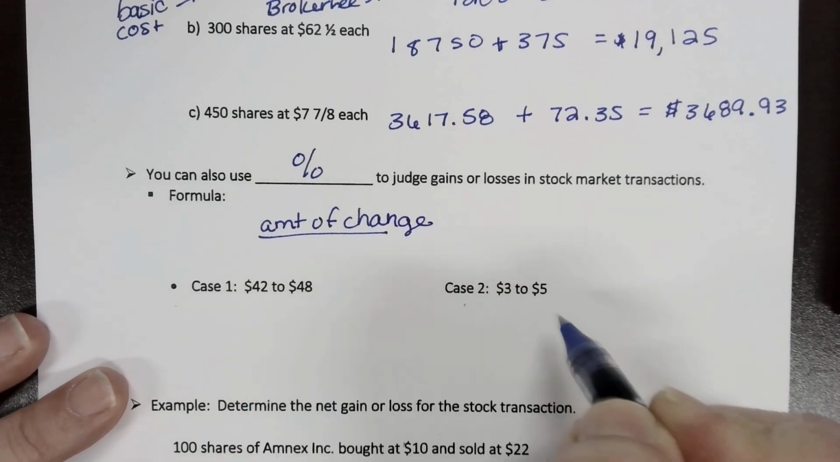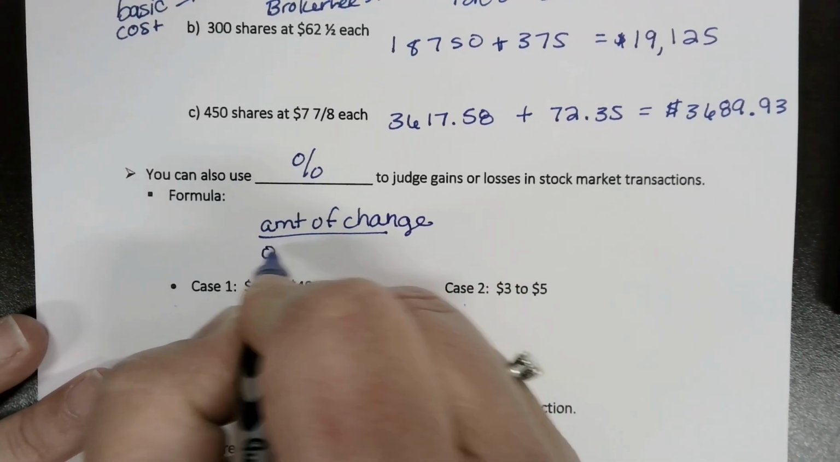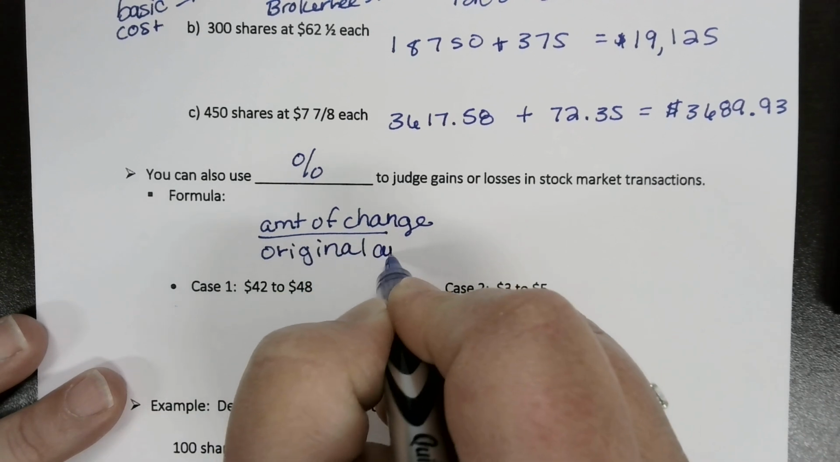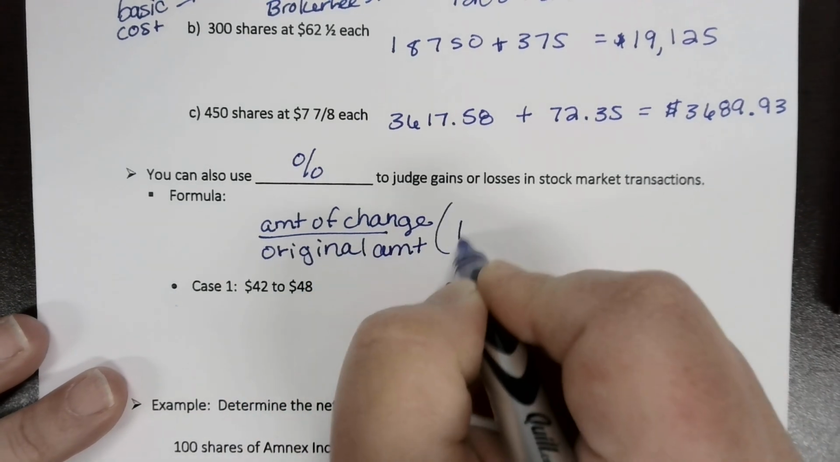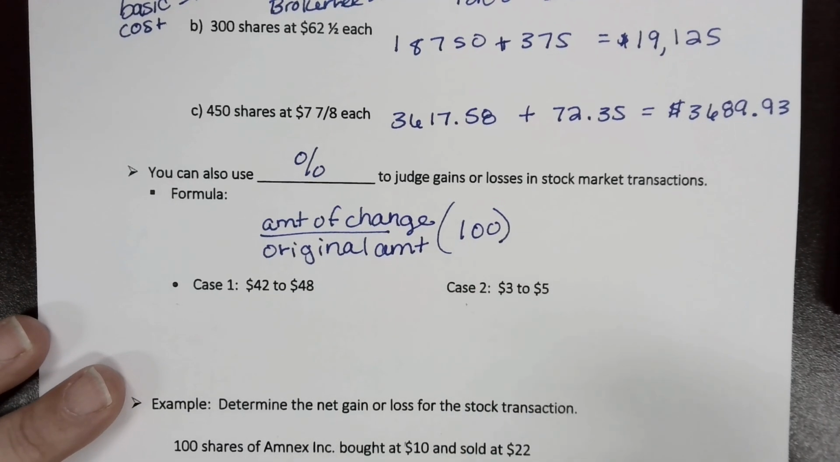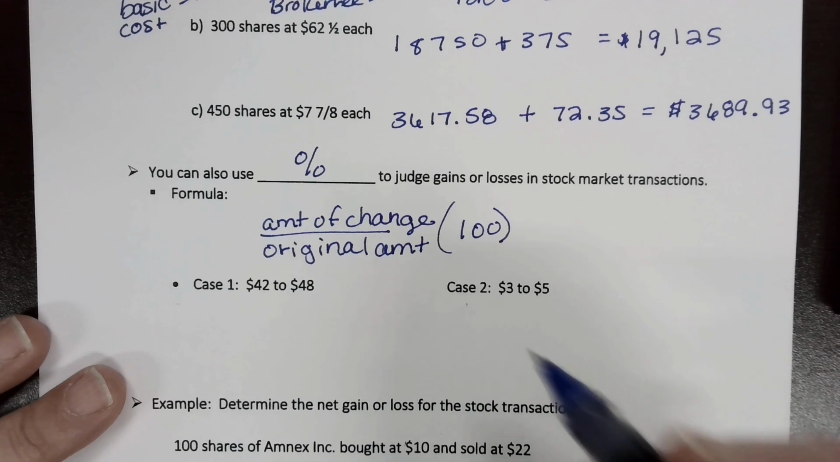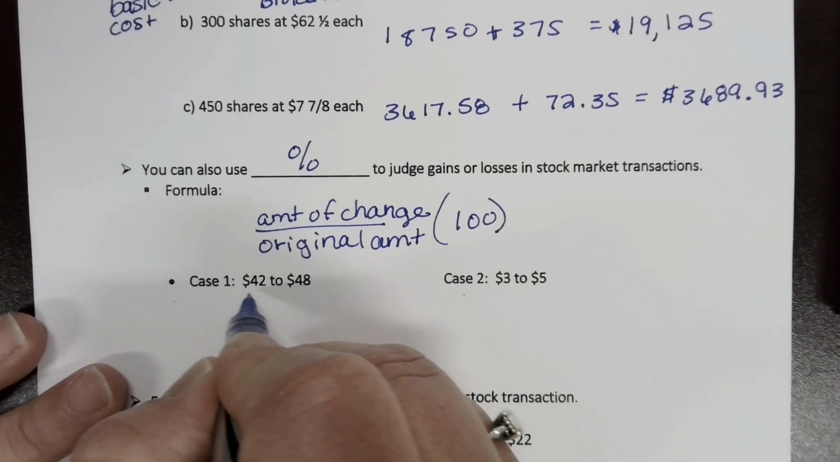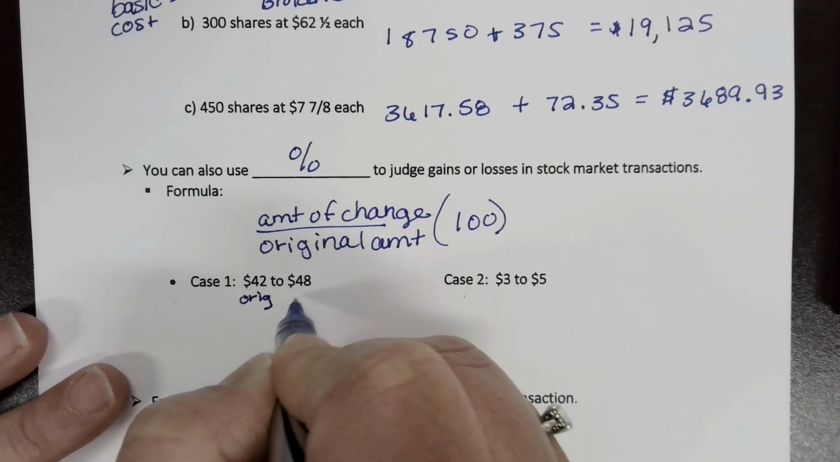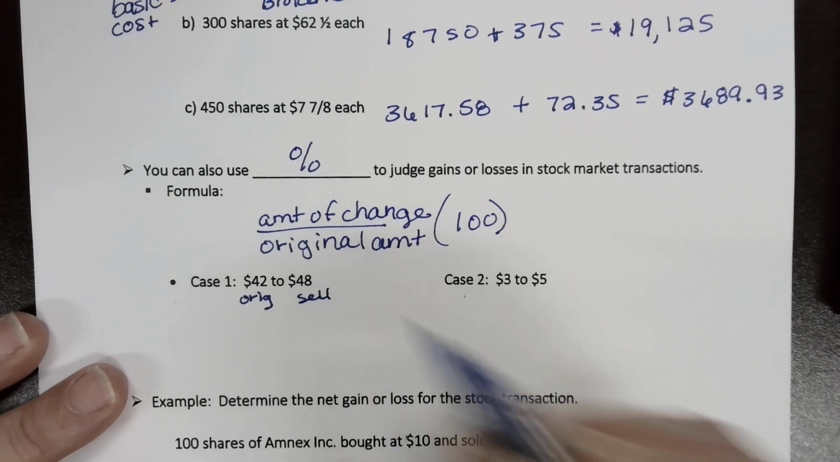I'll do one for you. You can try one. Divide it by the original amount. When you get an answer for that, you multiply that by 100. That's the formula to find the percent of change in stocks. So the original amount is going to be listed first, and what you're selling it at is second.